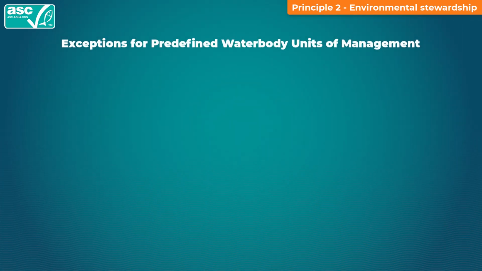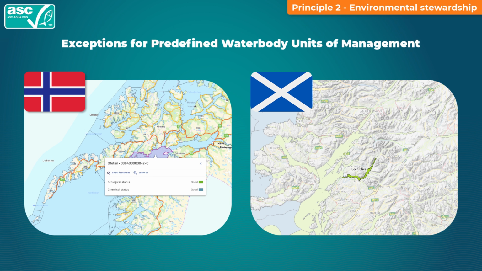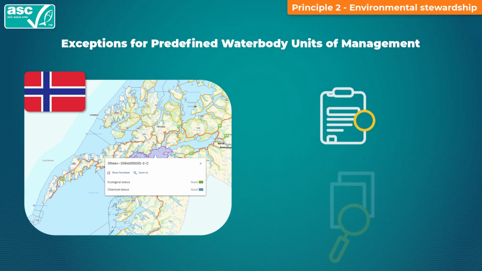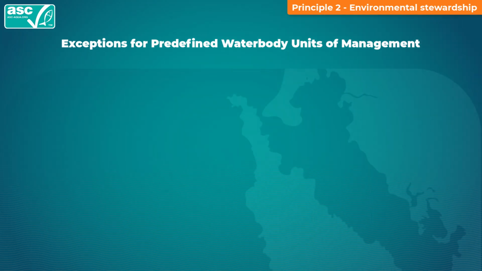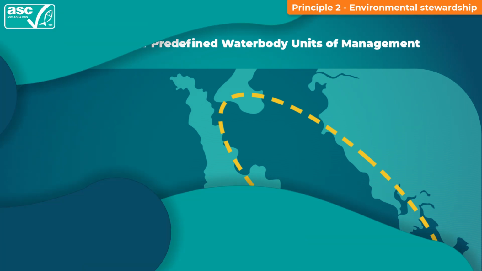Sometimes, a water body unit of management is already defined by the government, for example in Norway and Scotland. In that case, we just have to prove it meets the requirements set by ASC and has proper monitoring in place. If it does, great. If not, we will need to go back and define the water body unit of management ourselves.